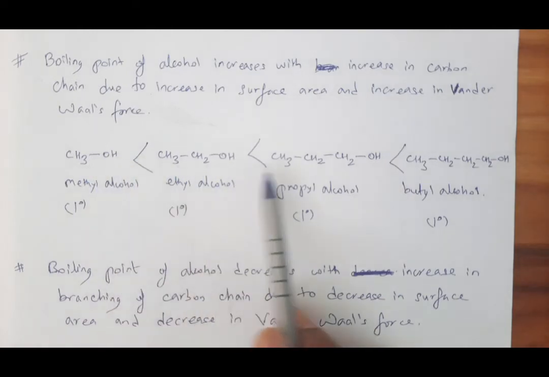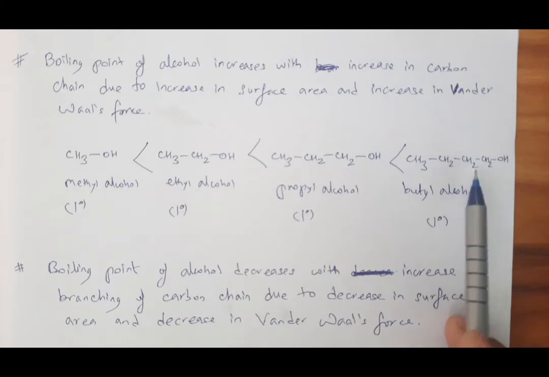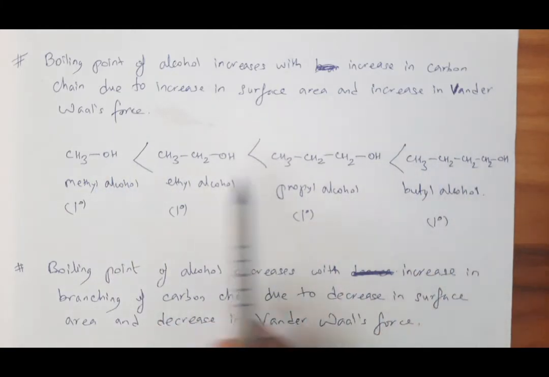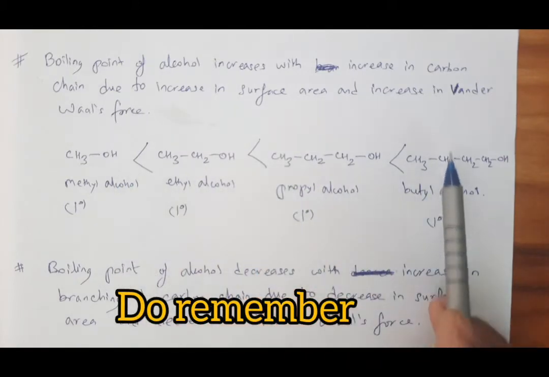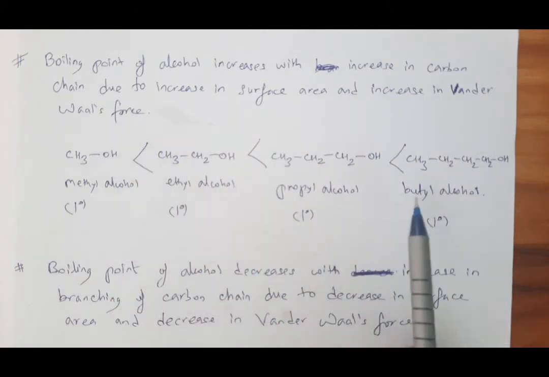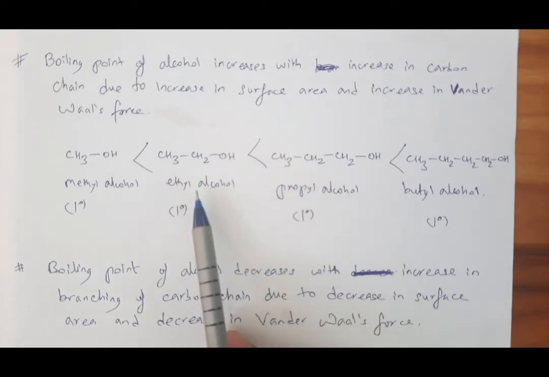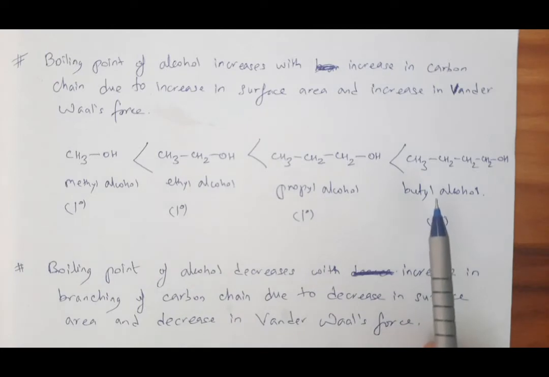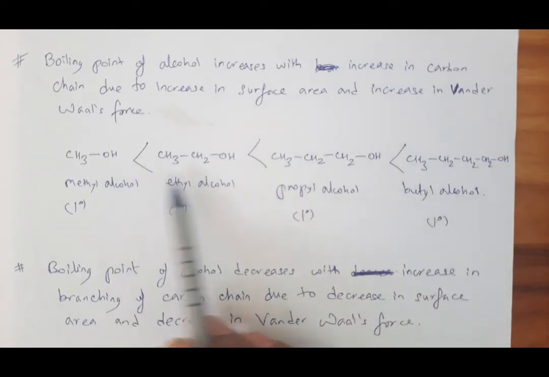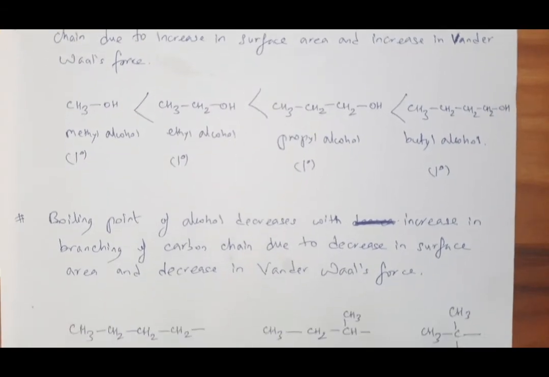Now if you see, the carbon chain is increasing in linear form. So as the carbon chain increases in linear form, students, do remember that surface area will also increase, and if the surface area increases, van der Waals force will also increase. Therefore, the longer the chain, the higher the boiling point. So butyl alcohol will have a higher boiling point than propyl, propyl higher than ethyl, and ethyl higher than methyl. This is the increasing order of boiling point, from methyl to butyl. You can repeat the video if you don't understand in one go. Now we go to the next one.